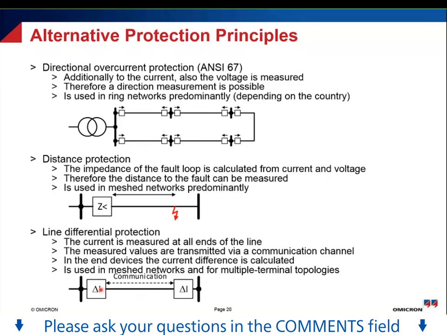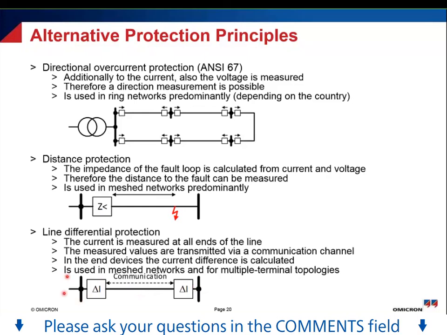And if they find there is a difference between both sides, then they can operate. If there is a difference, then the current flows somewhere where it should not go, which typically is an indication for a fault. So then they can operate, and the circuit breakers on both sides can trip.